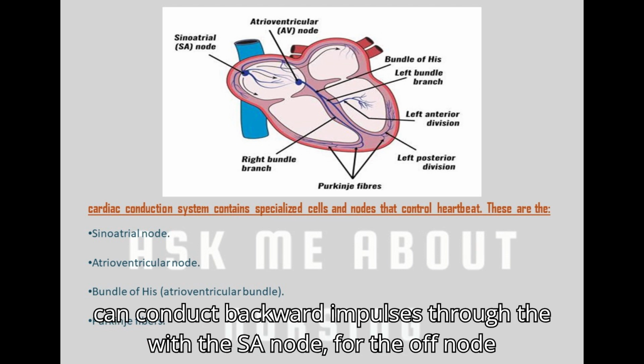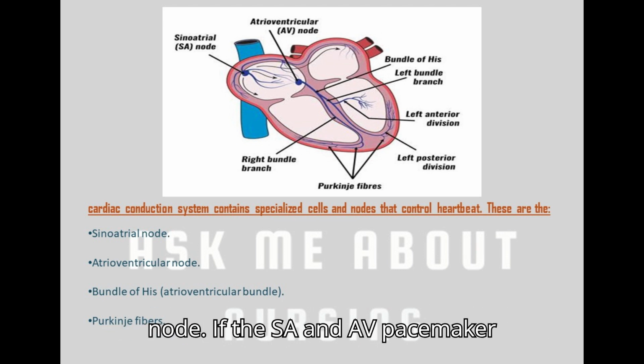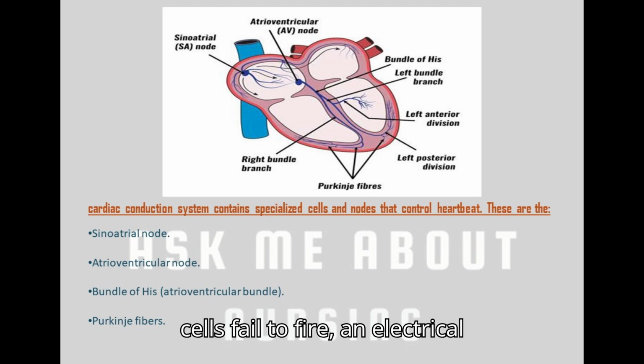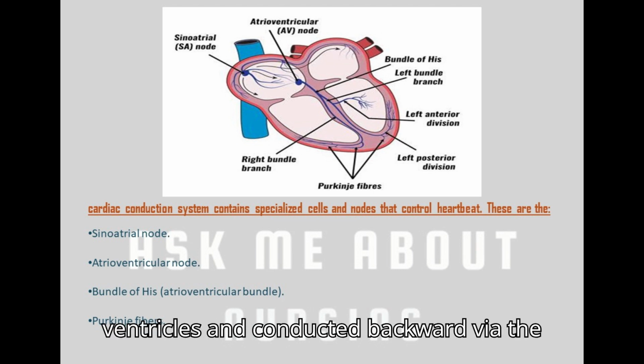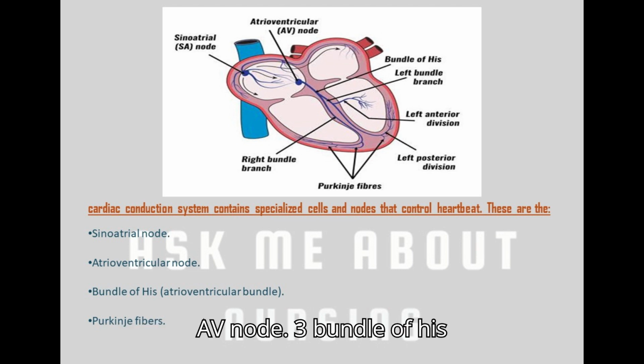4. The AV node can conduct backward impulses through the node. If the SA and AV pacemaker cells fail to fire, an electrical impulse may be initiated in the ventricles and conducted backward via the AV node.